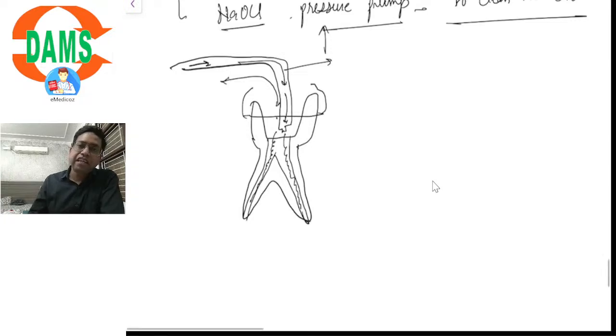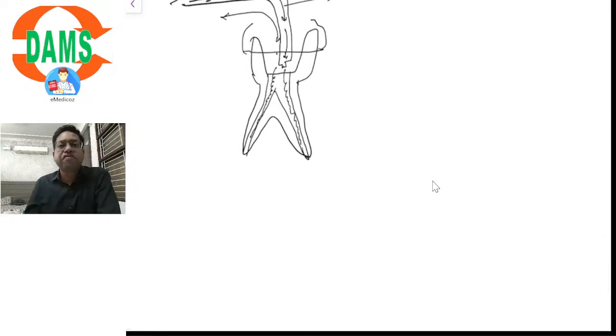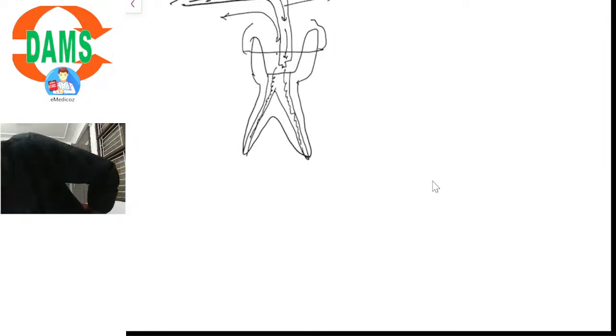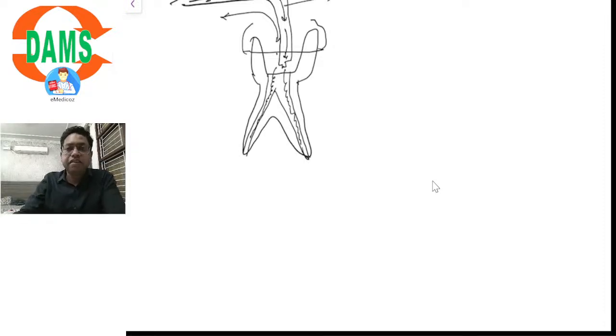Okay. Remaining things, if you remember in the previous sessions, we covered root canal preparations where we have used light walker, etc. So you can revise those sessions and you would know what the other methods of root canal preparations are.